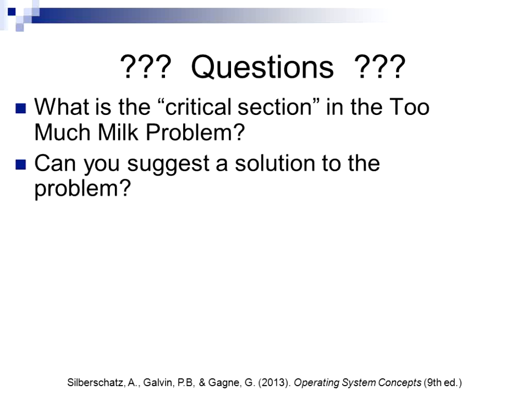So I have a question for you. What is the critical section in the too much milk problem? What is the resource that we would need to protect to prevent that race condition? Any ideas?